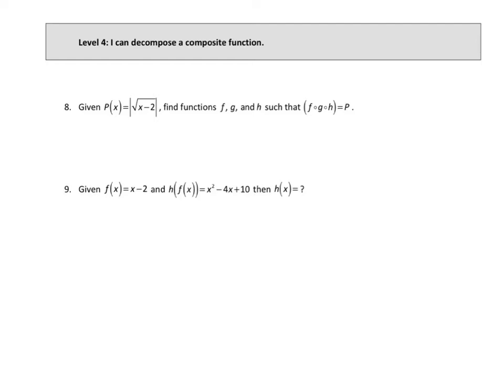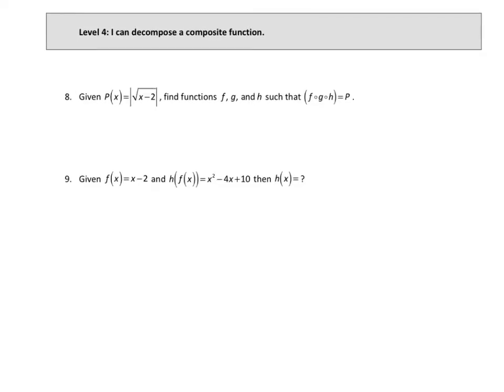Remember that f of g of h could also be written like this. And so h of x is the innermost function that was plugged into g, which is the middle function, which is plugged into f. So if we look at the very inside of p of x, the innermost function would be x minus 2. So h of x would be x minus 2.